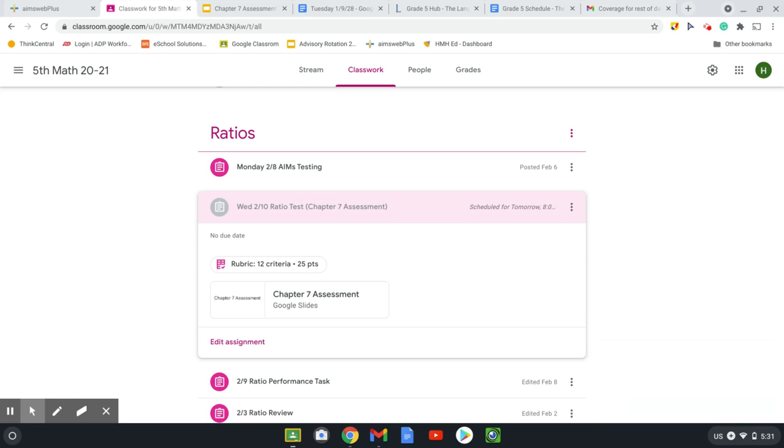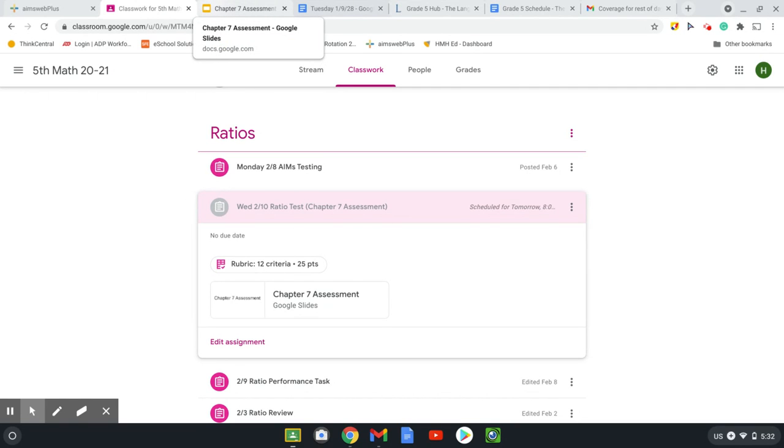Y'all are going to be so awesome at doing these assignments on slides by the end of this month or this year. So you should be really proud of yourself. Today we are going to take the ratio test, also known as the Chapter 7 assessment. Hopefully, yesterday you and your team were able to work really well together, and your understanding of ratios just solidified even more. Remember, today you are allowed to take out your strategy cards and open them up next to your Chapter 7 assessment to help you out.